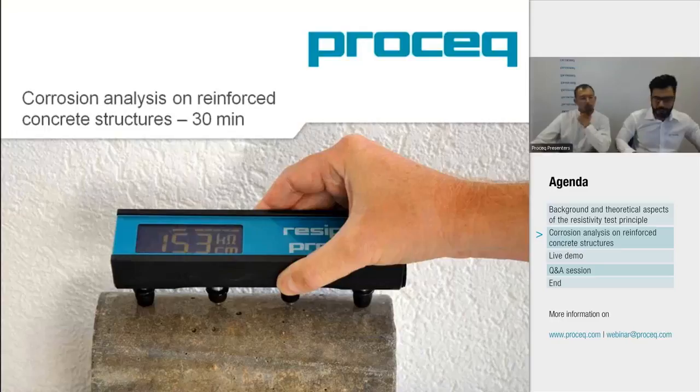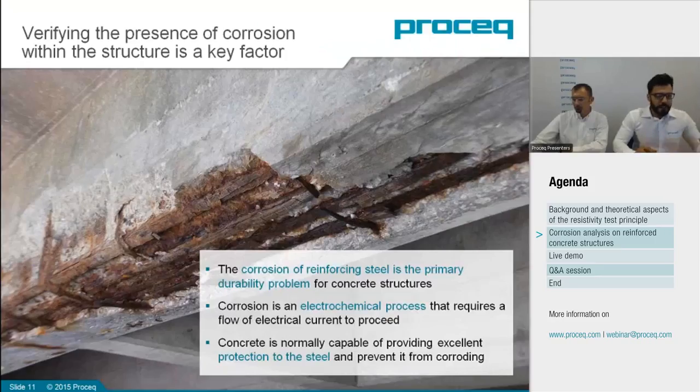So on that note, let's start our main session, which we're going to concentrate on corrosion analysis of a reinforced concrete structure. Now, when it comes to reinforced concrete structure or any type of inspection and maintenance that we need to provide, verifying the presence of corrosion is a key factor. Corrosion of the reinforcing steel is the number one durability problem that we will have to deal with.